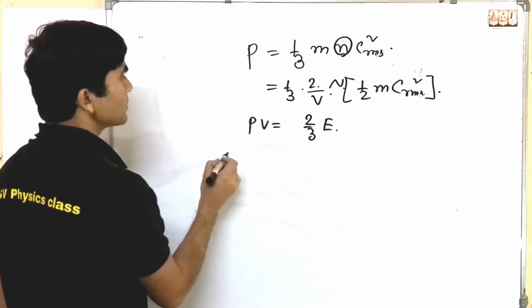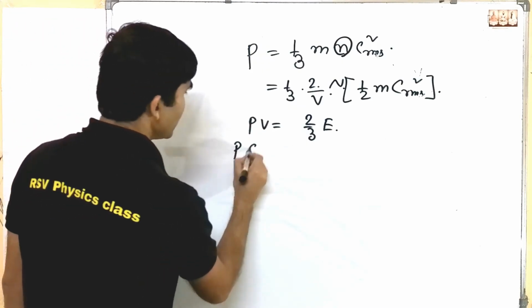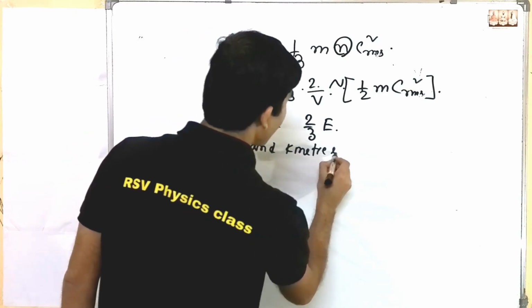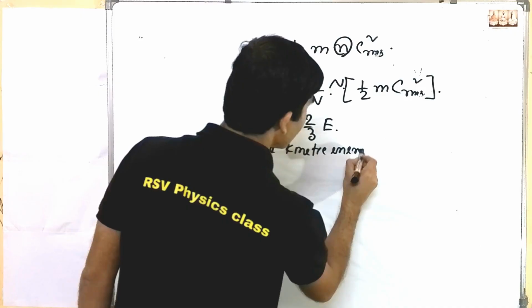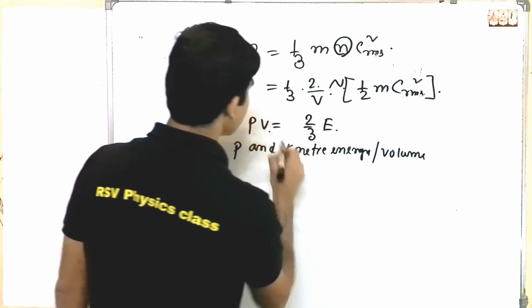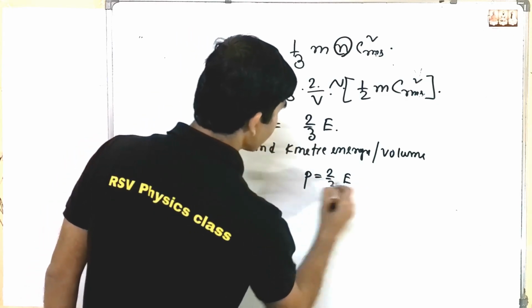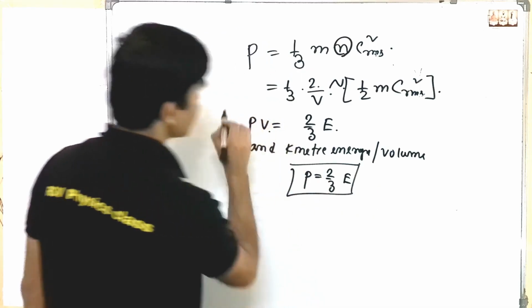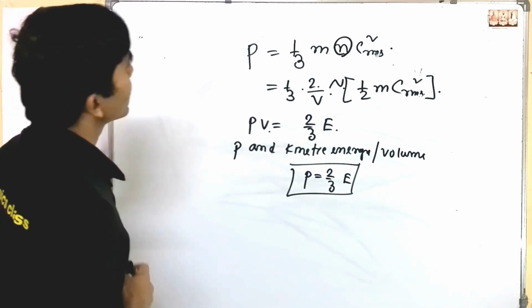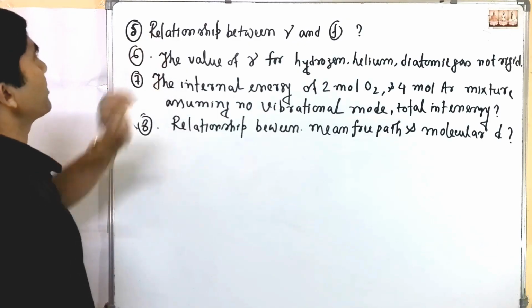So relationship between P and kinetic energy per unit volume. Kinetic energy per unit volume means V is 1. So P equal to 2/3 E. So this is the famous relationship. And sometimes this question is also coming, है ना. So ये आपका क्वेश्चन नंबर 4. ओके, रीड द प्रॉब्लम नंबर 5.